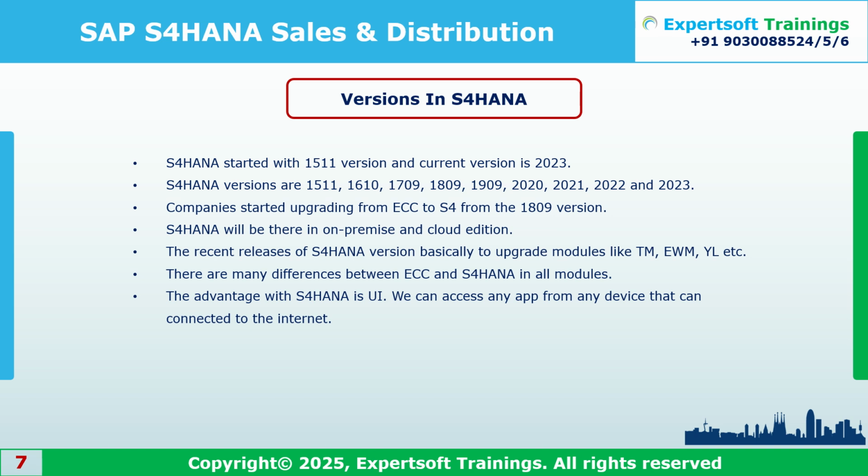So the company started implementing from the 1809 version, and S4HANA, as I said earlier, is available on premise. On premise means by maintaining the servers, and you have cloud versions. Again, in cloud editions, we have two types of cloud. One is public cloud, and another one is private cloud. Public cloud is something where the cloud is maintained by SAP. You are sharing the cloud space along with many other companies in the market who are associated with SAP. Okay.